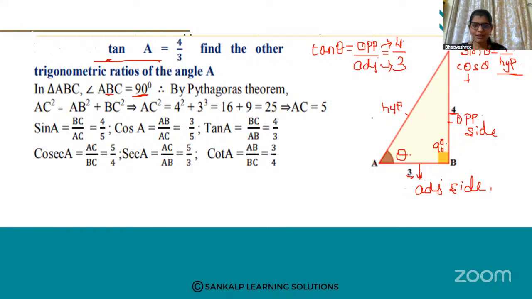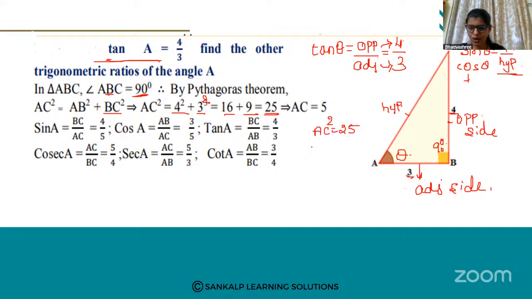AC square, we don't know. AB square is 4 square plus BC square. BC value is 3 square. 4 square is 16, 3 square is 9, 16 plus 9 is 25. So AC square is equal to 25.